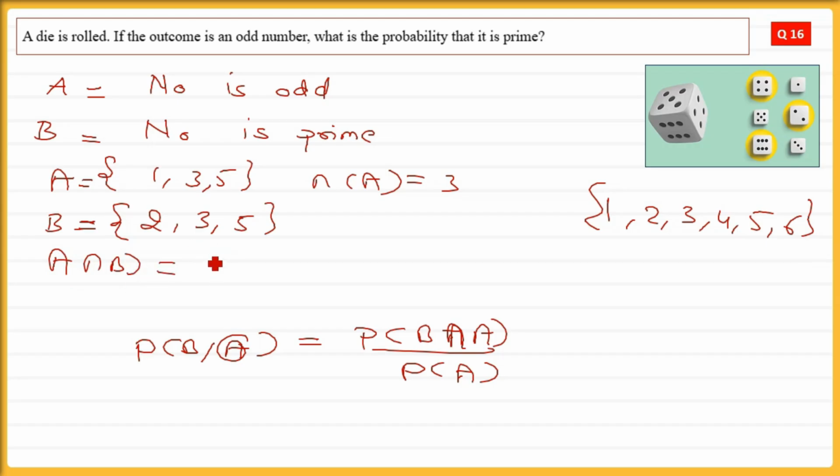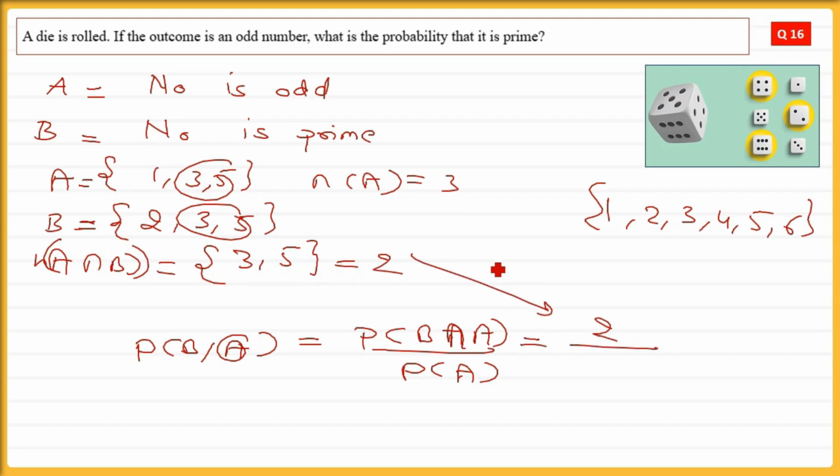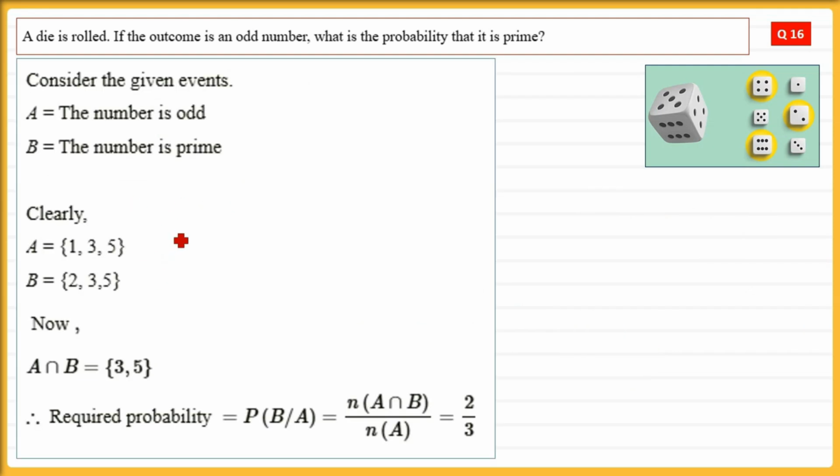A intersection B has to be computed. What are the elements which are common in A and B? 3, 5, 3, 5. So 3 and 5 are the common numbers between A and B. Number of elements in A intersection B is 3 and 5, so these are 2 numbers. So let's write it in the formula. Number of elements in A intersection B is 2, and the number of elements in A is 3. 2 by 3 is the correct answer. So 2 by 3 is a high probability. Now this is how it has to be written.